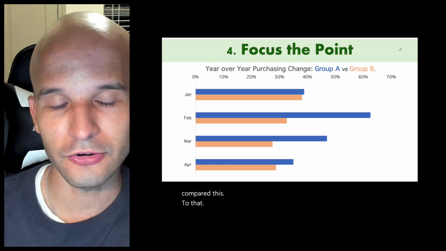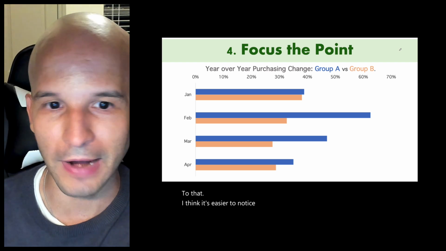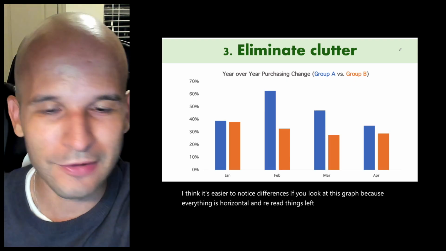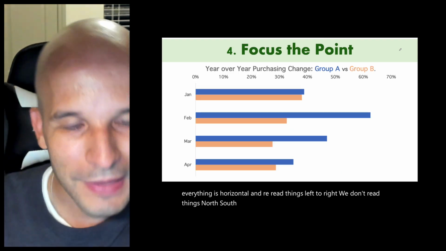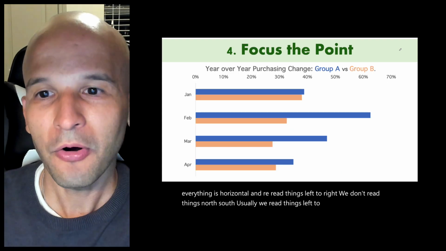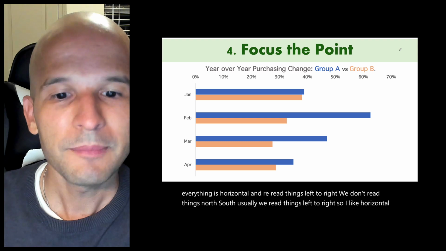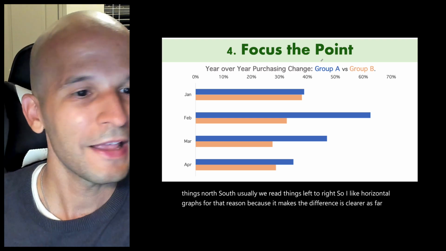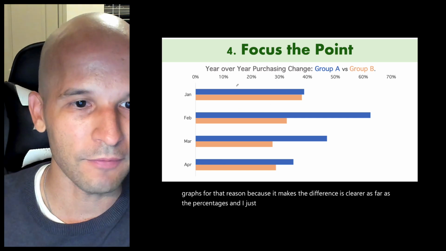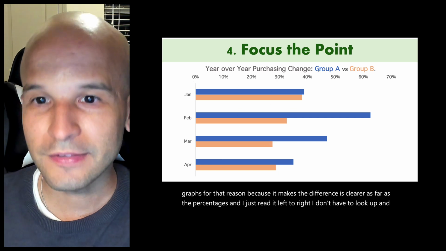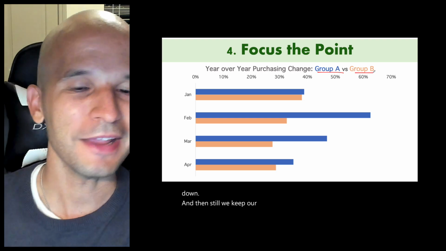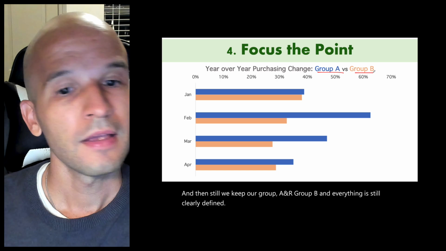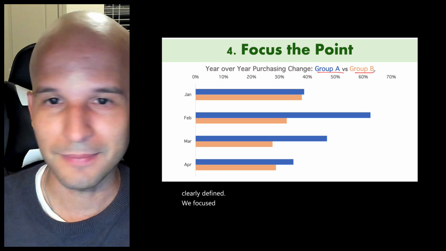I think it's easier to notice differences if you look at this graph because everything is horizontal and we read things left to right. We don't read things north to south usually. We read things left to right. So I like horizontal graphs for that reason because it makes the differences clearer as far as the percentages, and I just read it left to right. I don't have to look up and down. And then still we keep our Group A and our Group B, and everything is still clearly defined. Now, we've focused the point, but we're not done.